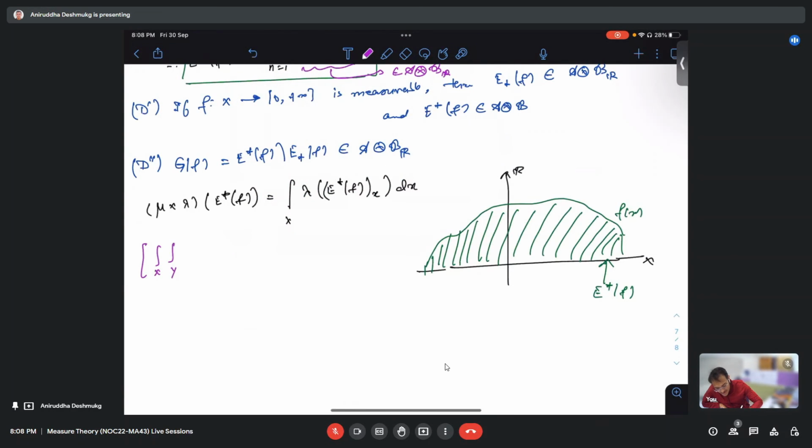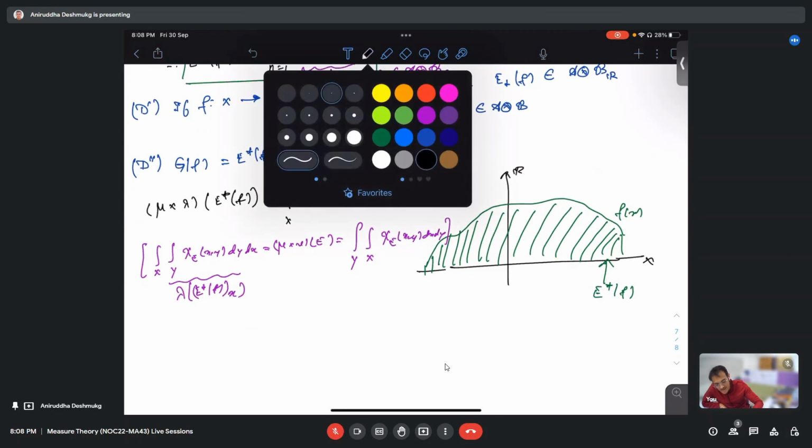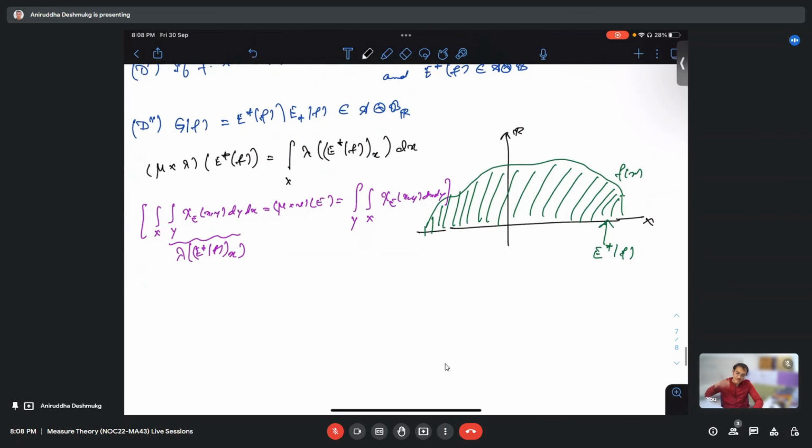So again, here we are using the fact that integral over x, integral over y, of indicator of E(x, y) dy dx is the measure of E in the product sigma algebra, and this is also equal to integral over y, integral over x, of indicator of E(x, y) dx dy. So the first one I have already done, because this is precisely lambda of E star f x section. Whichever you want to consider x and y, doesn't matter. But now we just need to see what this E star f x section is.